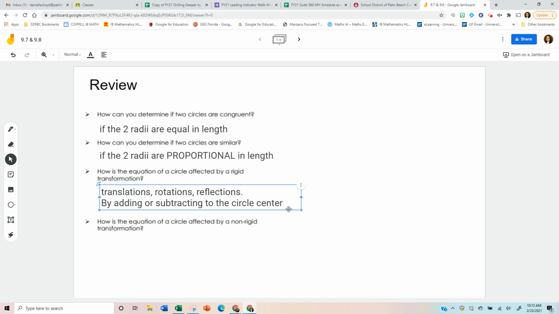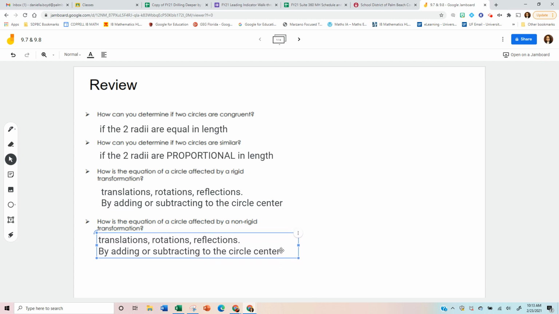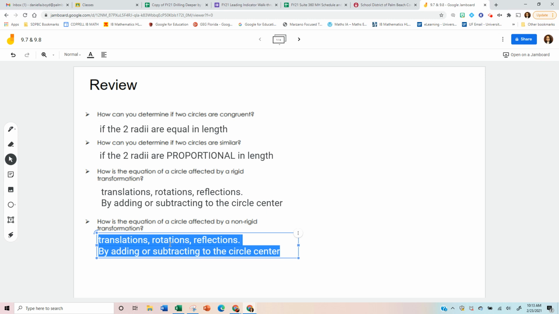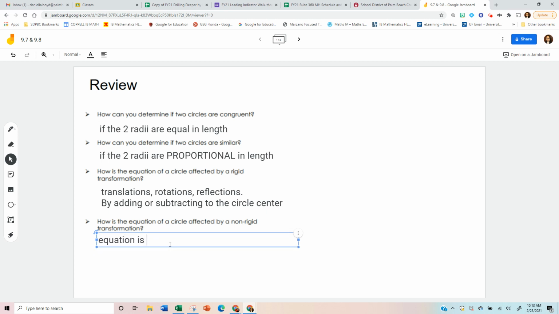So this means that a non-rigid transformation is one that does not preserve the size. So it makes the size bigger or it makes it smaller. So if we're making a circle bigger or smaller, like a dilation, the equation of a circle is going to be multiplied by a scale factor. It is a number, and that number tells you how much bigger or how much smaller your new circle is going to be. Okay, so we're going to take a look at what that looks like today.